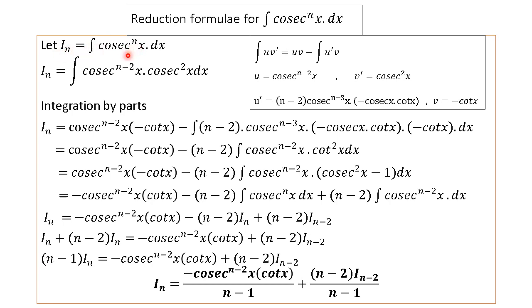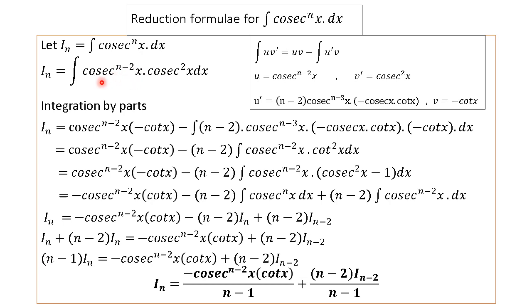In is equal to, in the next step, split this in this manner: n minus 2 plus 2. Here the bases are the same, so the indices must be added: n minus 2 plus 2, the 2 minus 2 gets cancelled, remaining is n. In the next step, we have to integrate this by integration by parts.